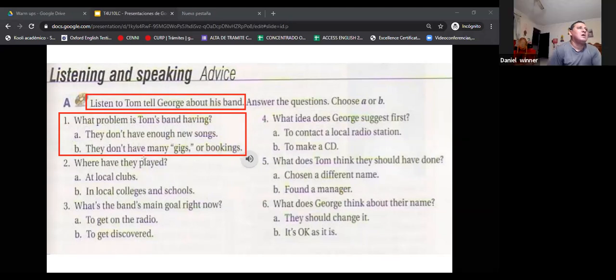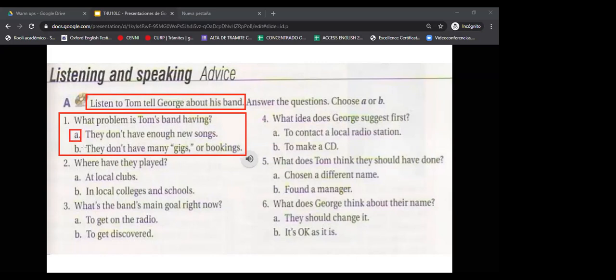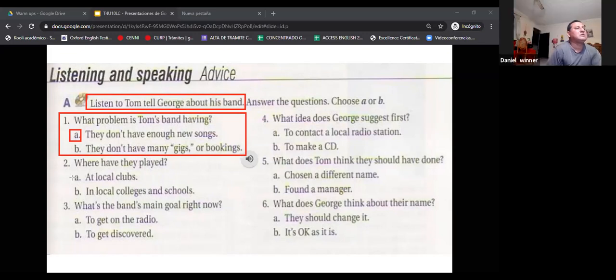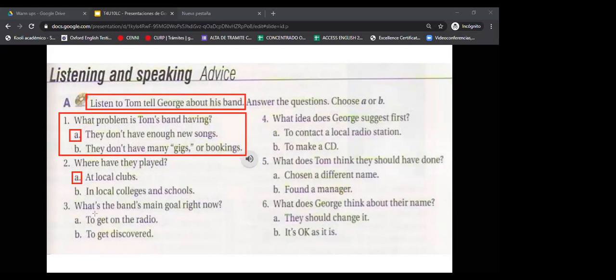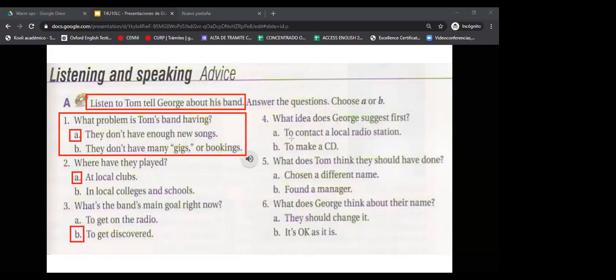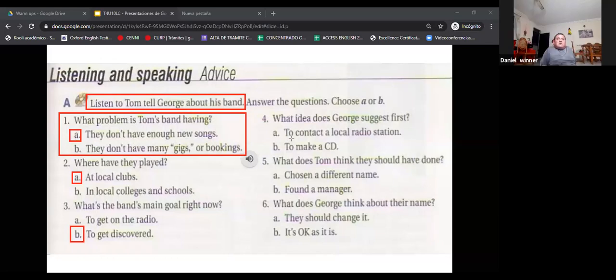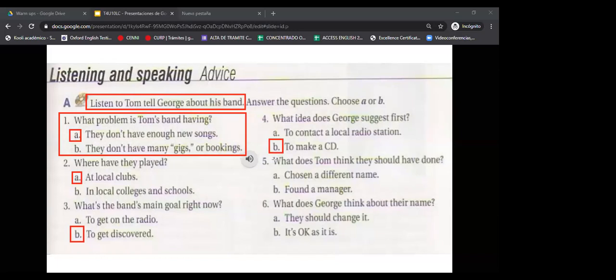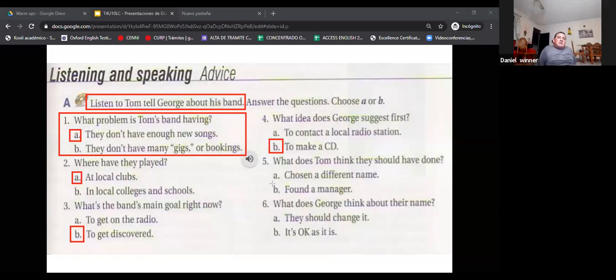Okay. What do you think? A or B? No, letter A. Two. Where have you played? A or B? Local clubs. Letter A. Number three? Letter B, to get discovered. Number four. To make a CD. Number five. From a manager. And number six.